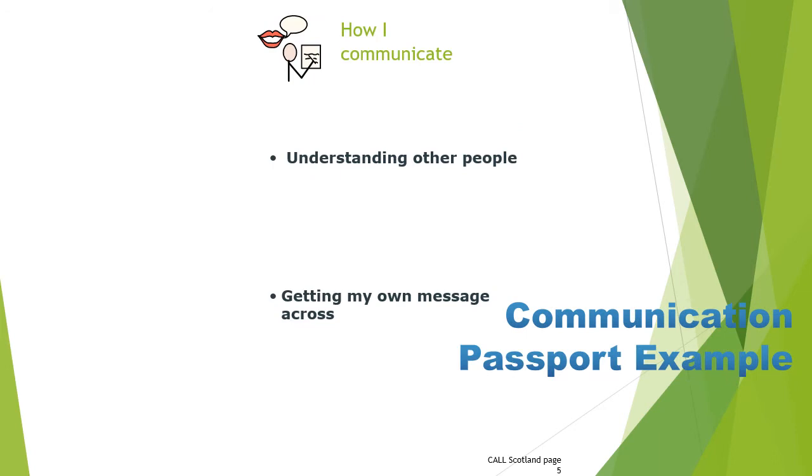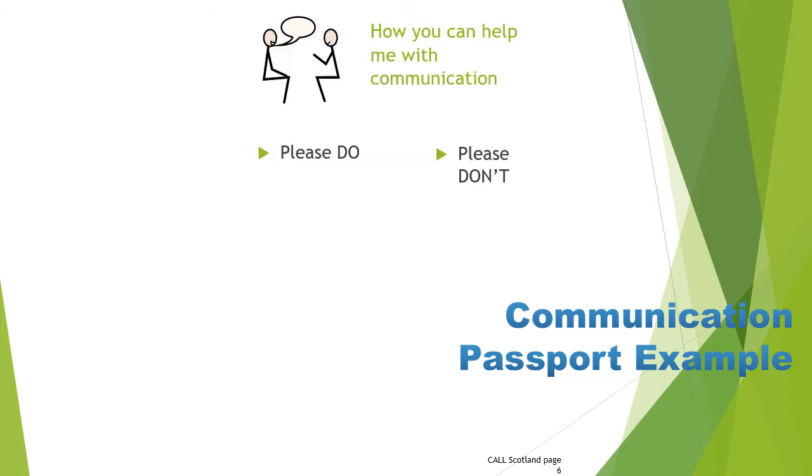How that person communicates, so understanding other people, how they understand other people. We talked about different verbal and non-verbal language communication, so find out how that person gets their message across. How can you help them communicate? So please do, please don't. Again, it's important for you to know what you can and what you can't do. Everybody's individual, and it's important if they can't verbally tell you, you'll read it in here so you will know how to communicate.